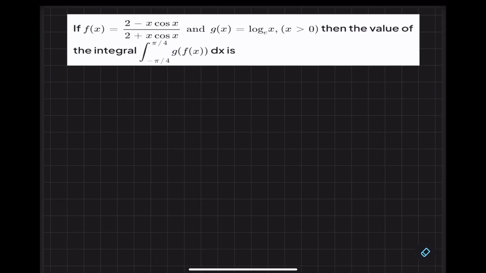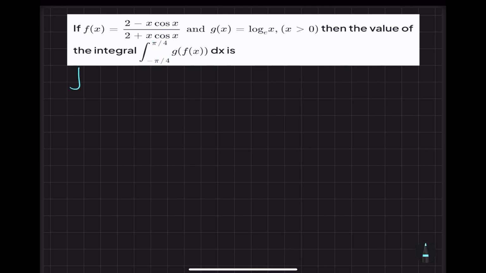Okay, so we got this situation to handle. If f of x is this and g of x is this, then find the value of the integration of this function. You know that the limit is from minus a to a, so you can apply that property.